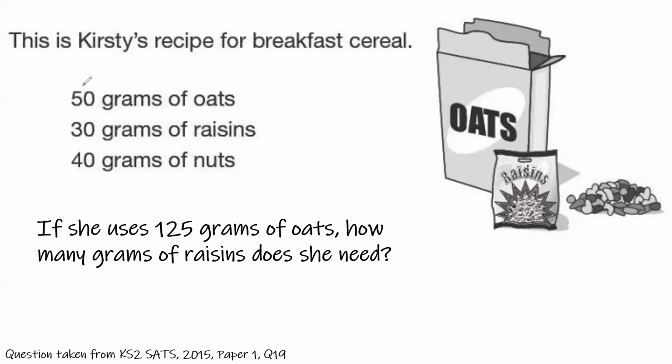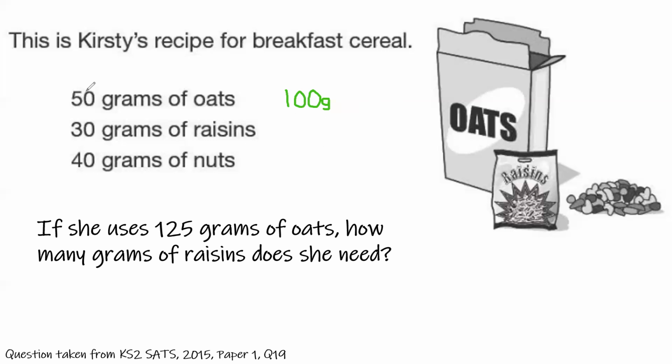So multiple steps is always a good way of doing it. So we know that if we've got 50 grams, then we need 30 grams of raisins and 40 grams of nuts. But what about if we needed 100 grams? If we need 100 grams of oats, I know that's not quite big enough, but for a starting point, I think that's a really good way to go about it. So let's think about if we use 100 grams of oats, how many grams of raisins will we need?